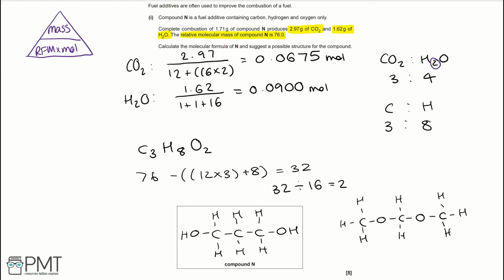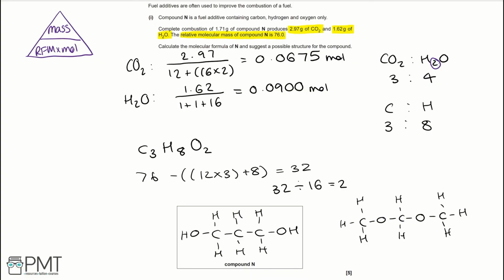To get the 5 marks for this question, you get a mark for working out the moles of carbon dioxide, a mark for working out the moles of water, a mark for working out the ratio of carbon to hydrogen, not a mark for working out the ratio of carbon dioxide to water. You get a mark for working out the molecular formula of N, and a mark for a correct possible structure of N.